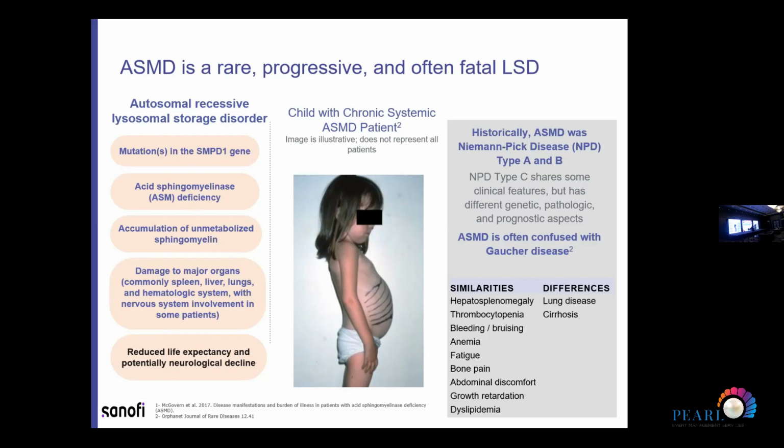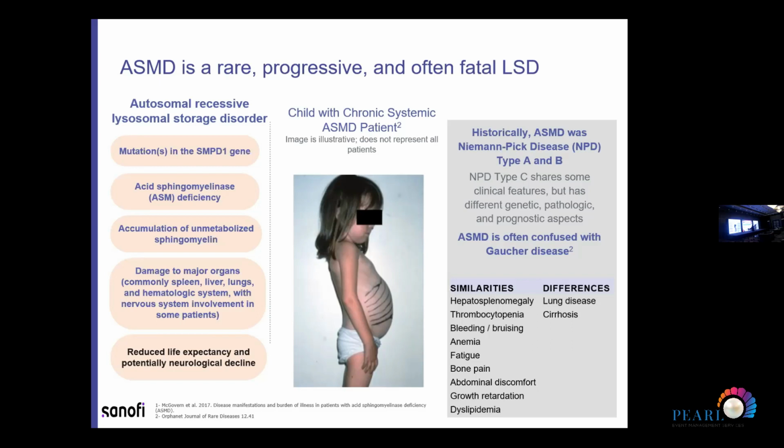So this is an example, a picture of a child who has chronic systemic ASMD. Historically, ASMD was called Niemann-Pick disease type A and B. Why do we exclude type C here? Because Niemann-Pick type C has a totally different genetic, pathologic, and prognostic aspect.